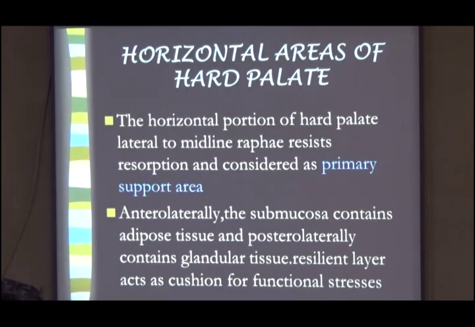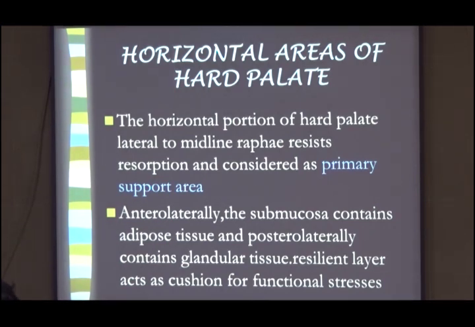Initially you will just learn that it is the rest of the hard palate. This is the hard palate, this is the alveolar notch. But as you come to final year, you should also learn why that area becomes important, why that area is a stress bearing area, why it is a relief area, something more about the histology. So these things can be asked as an MCQ question also. Anterolaterally it has adipose tissue, posterolaterally it has glandular tissue.